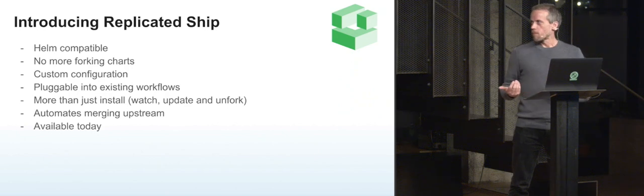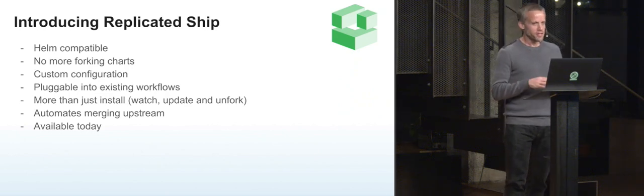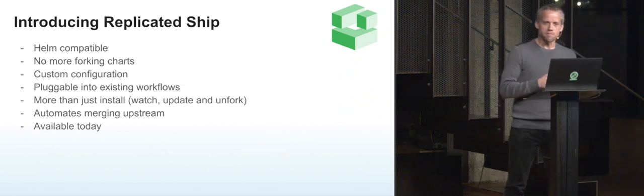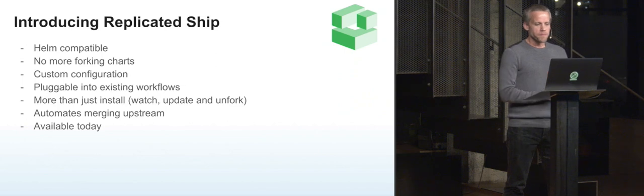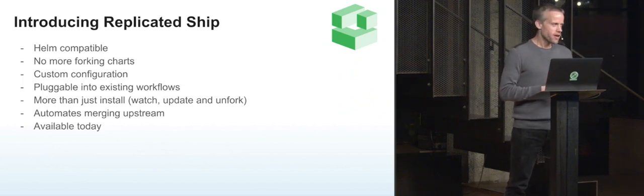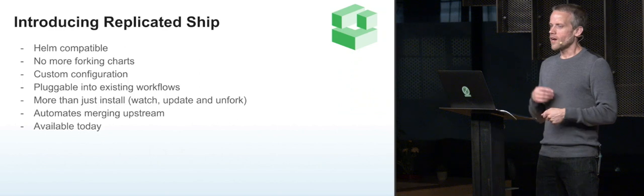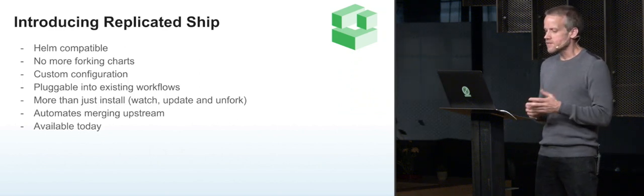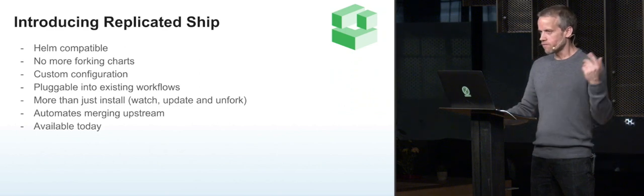And so we've created Replicated Ship to help solve this problem. It's completely compatible with Helm charts today. Helm charts are a great source of upstream third-party software, but it makes it so you never have to fork a Helm chart, but you keep all of your custom config. And it works with all existing workflows, and we thought about the whole workflow, more than just installation of the chart. We want to also think about how are you going to update it and how are you going to watch for updates and create an automatically merging thing. It's open source today. It's been out for a while.